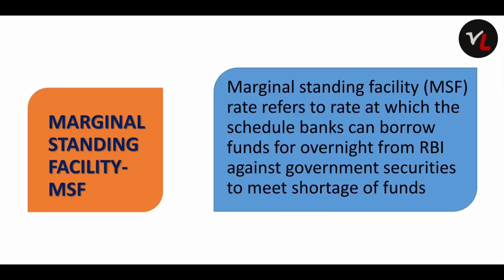Now let's move on to marginal standing facility, MSF. It is the rate at which scheduled banks can borrow funds overnight from RBI against government securities to meet shortage of funds. So whenever there is a shortage of funds, commercial banks or scheduled banks can borrow money overnight from RBI. This rate is called marginal standing facility.